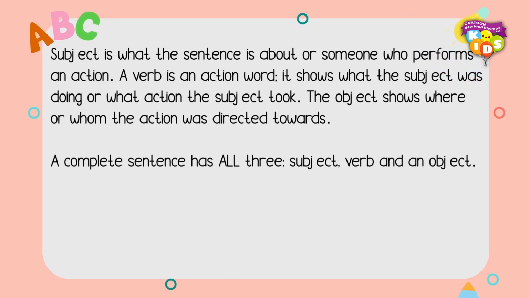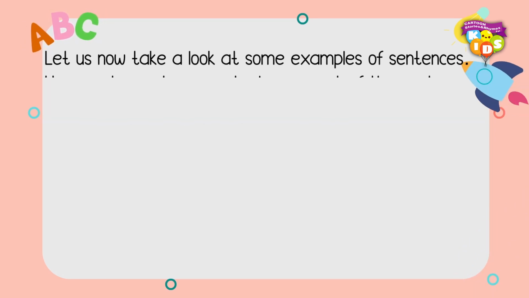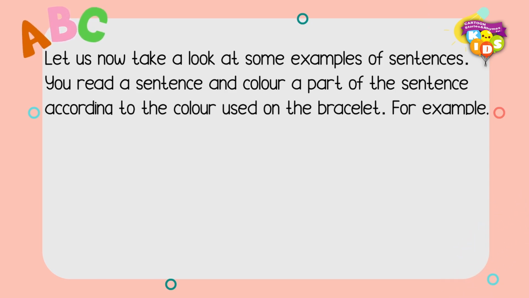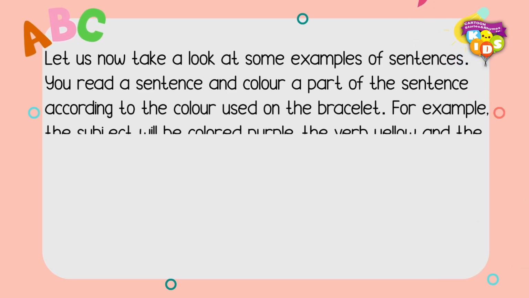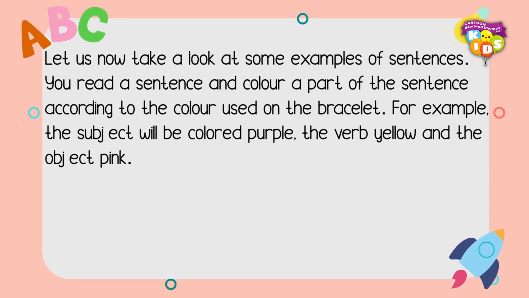The object shows where or whom the action was directed towards. A complete sentence has all three: subject, verb, and an object. Let us now take a look at some examples of sentences. You read a sentence and color a part of the sentence according to the color used on the bracelet. For example, the subject will be colored purple, the verb yellow, and the object pink.